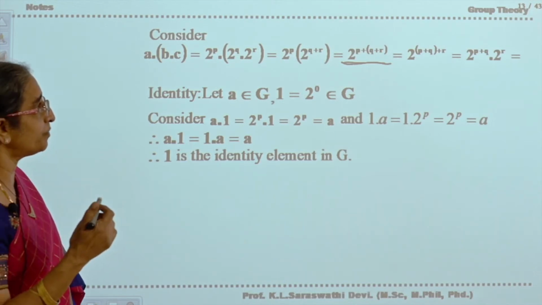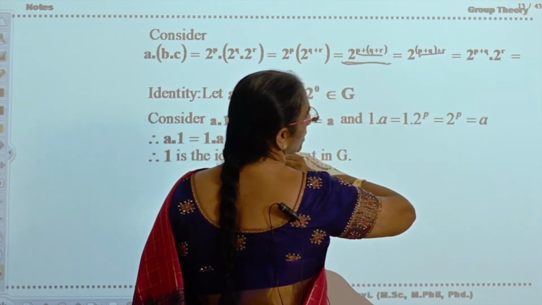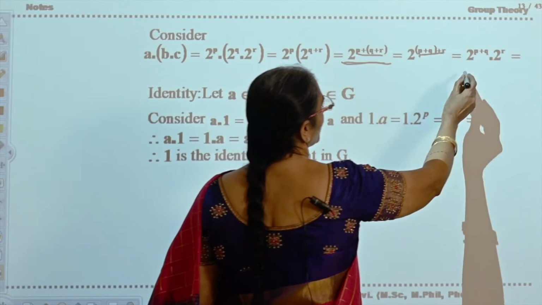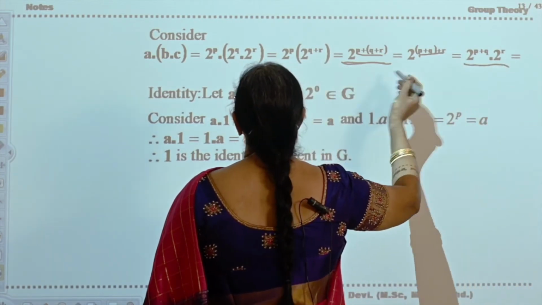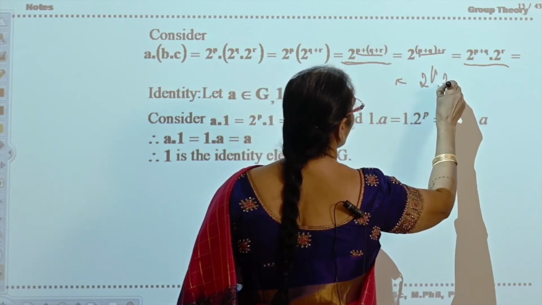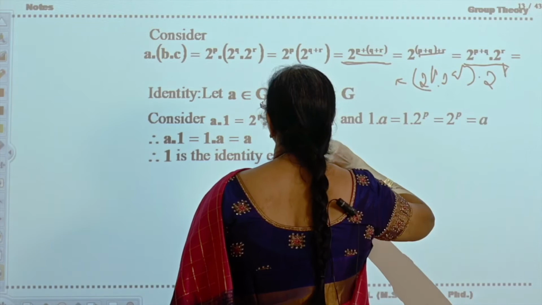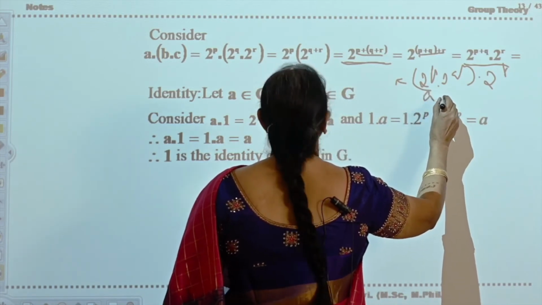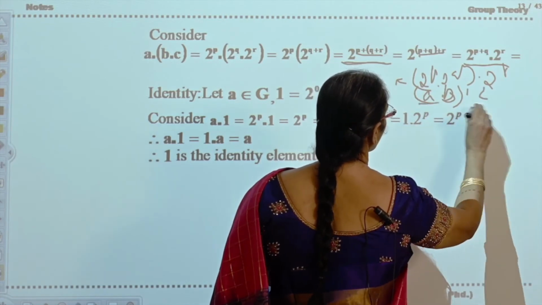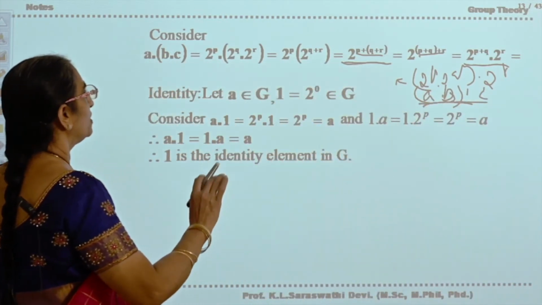Therefore, among P, Q, R, you can write P plus Q plus R. Associativity is satisfied with respect to addition. That is 2 power P plus Q into 2 power R. 2 power P plus Q is nothing but 2 power P into 2 power Q into 2 power R. 2 power P is A, 2 power Q is B, so A dot B dot C. Now, is it okay? You have taken A dot B dot C, that is A dot B dot C.